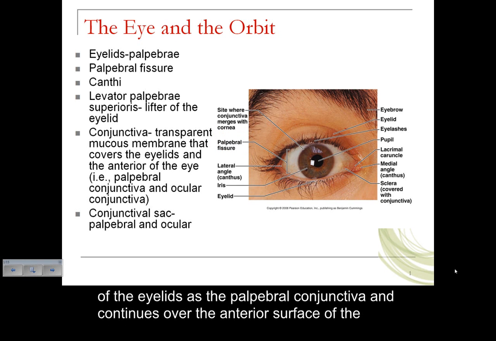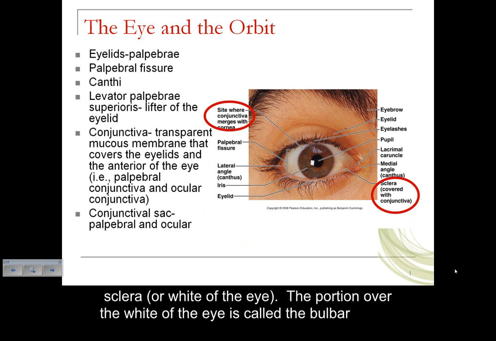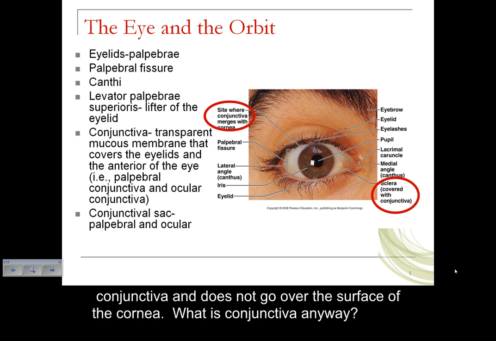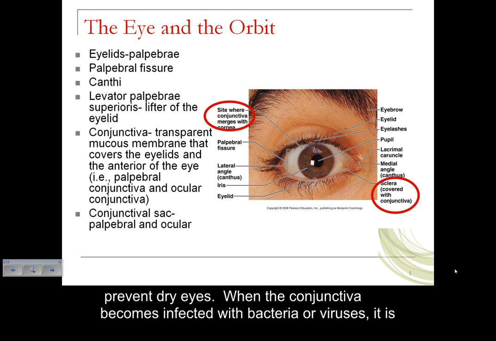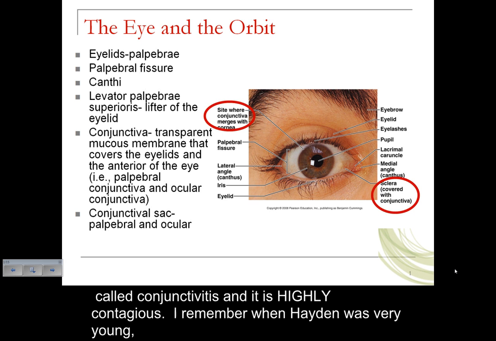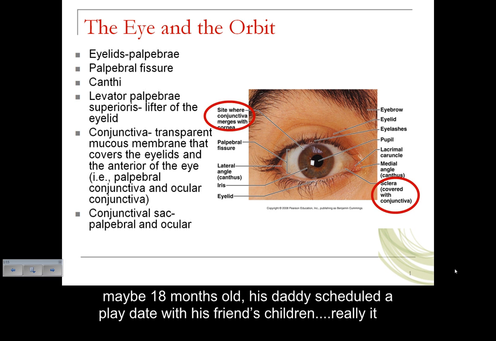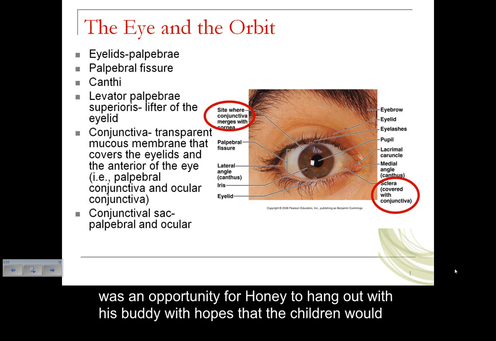Lastly, I would like to discuss the conjunctiva. It is a transparent mucous membrane that covers the inner surfaces of the eyelids as the palpebral conjunctiva, and continues over the anterior surface of the sclera, or white of the eye. The portion over the white of the eye is called the bulbar conjunctiva and does not go over the surface of the cornea. What is conjunctiva anyway? It's stratified columnar epithelium, and its job is to make a lubricating mucus to prevent dry eyes. When the conjunctiva becomes infected with bacteria or viruses, it is called conjunctivitis, and it is highly contagious.